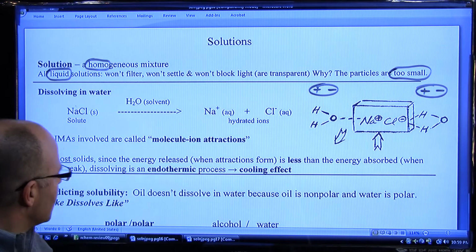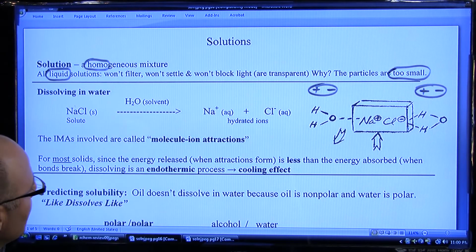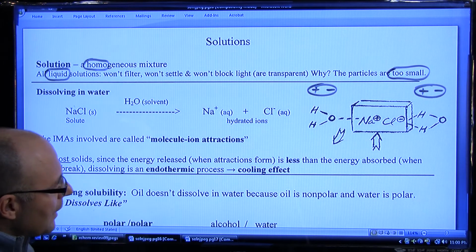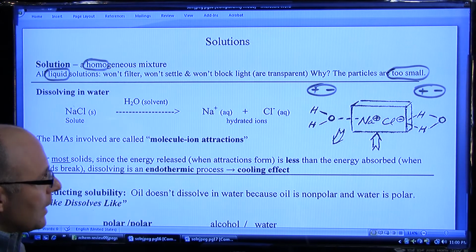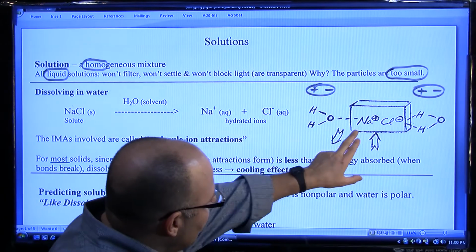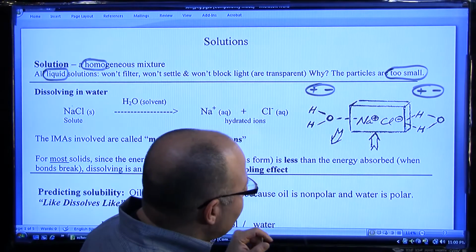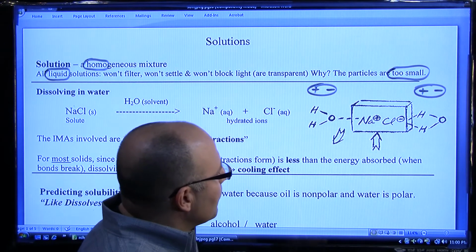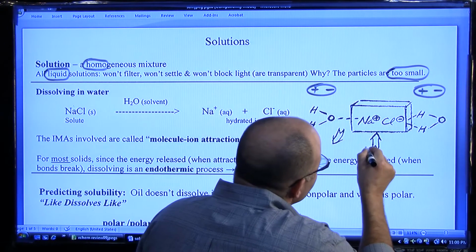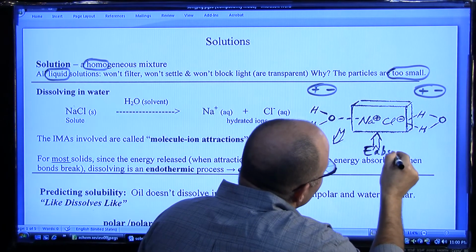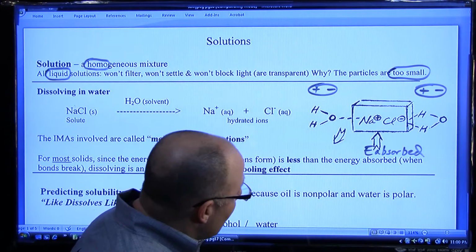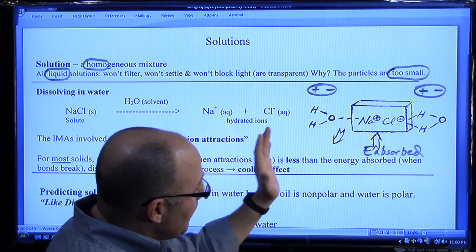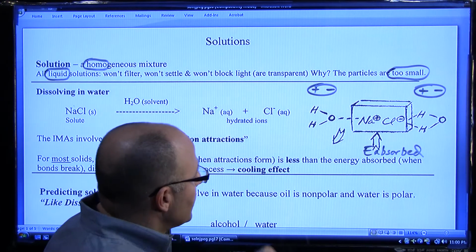Now for most solids, since the energy released when attractions form is less than the energy absorbed when bonds break, the dissolving process overall is an endothermic process. In other words, it has a cooling effect. Let me elaborate on that. That's what these arrows represent. In order to separate these ions from each other, energy has to be absorbed. And when the water molecule attaches itself to the positive or the negative ion, energy is released.